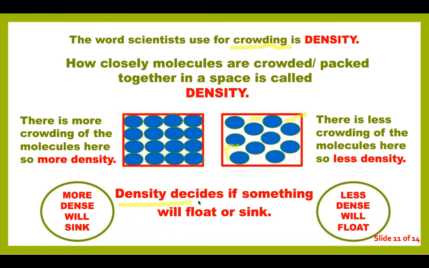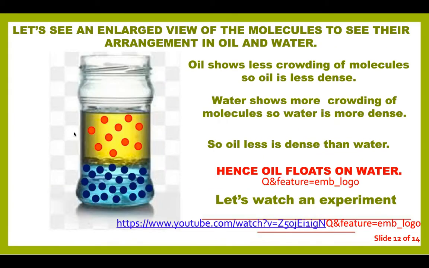Density decides if something will float or sink. More dense will sink and less dense will float. That is why oil has less density, so it floats. But water has more density, so it sinks. See, we can see it here. Oil shows less crowding of molecules, so oil is less dense. Water shows more crowding of molecules, so water is more dense. So oil is less dense than water, hence oil floats on water.